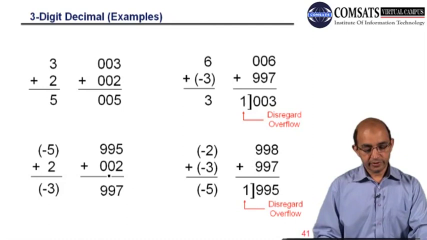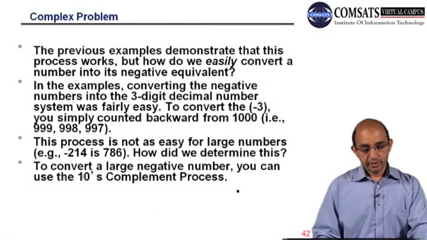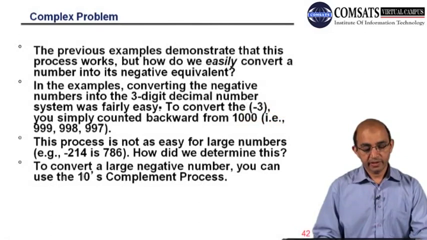Again, this is true. Here again, this is equivalent to minus 3. So here minus 2, 998 and 997. Again we have to discard the carry, and it is also working. But the problem is, it's easy to convert minus 3. You simply count down backward from 1000, that is 998 and 997. So that will do the job.